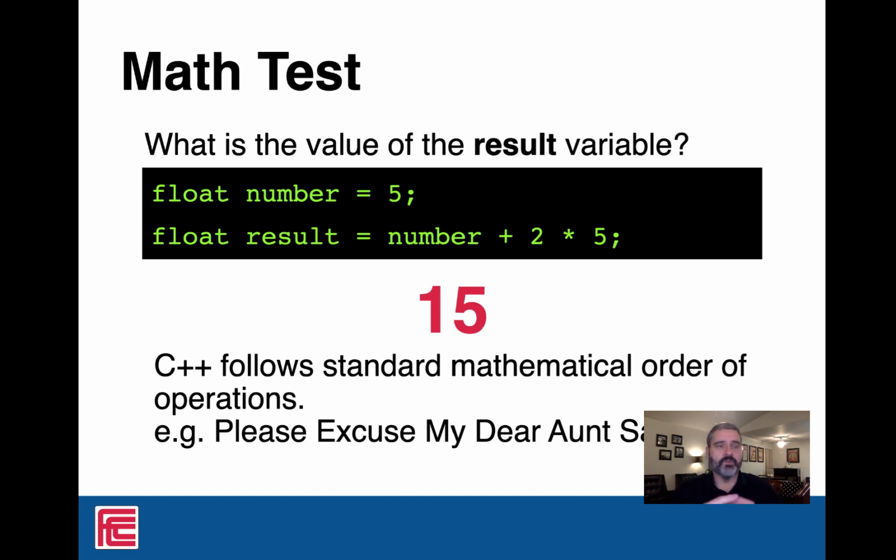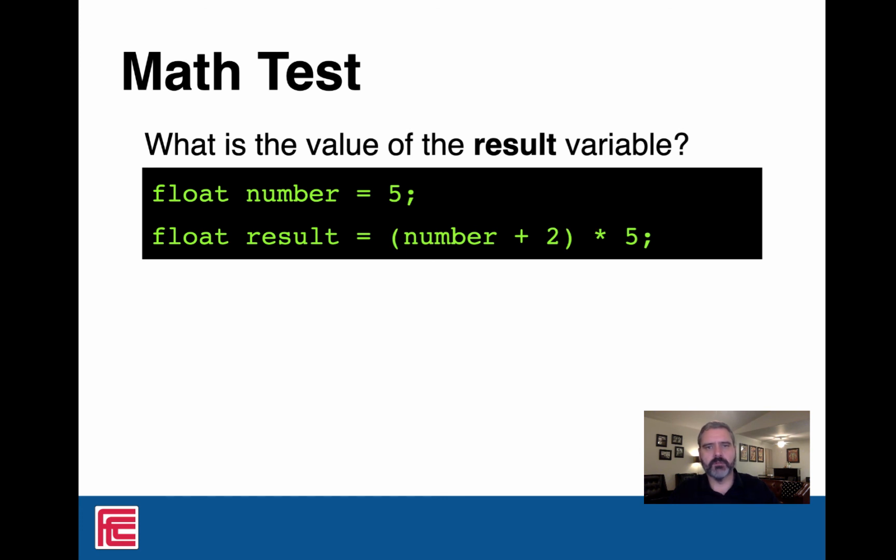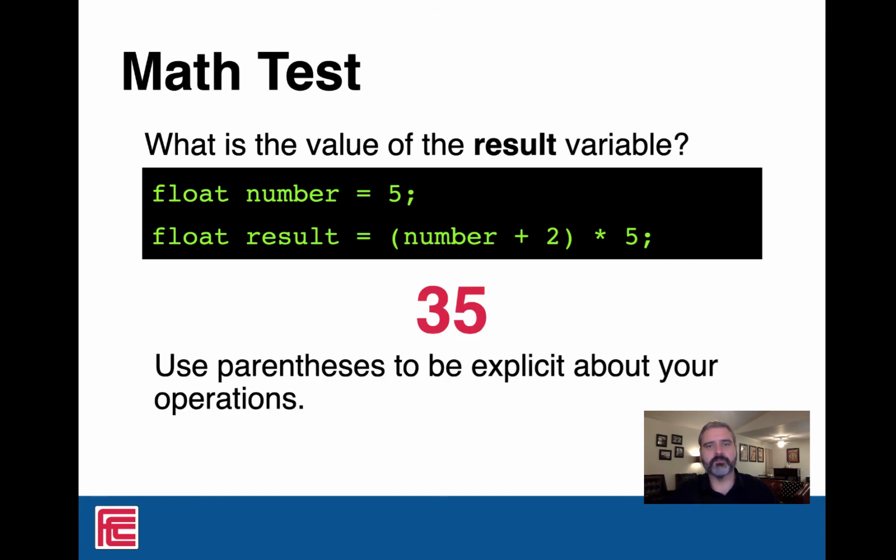And by the way, notice we're adding stuff. We're creating a larger expression. Now, what if I wanted to add the number and 2 before I multiplied by 5? Well, no problem. Just put in parentheses. Now I do 5 plus 2, which is 7, times 5, which is 35. If you ever need to be explicit about what you want to do first, just use parentheses. It's the easiest way to go.